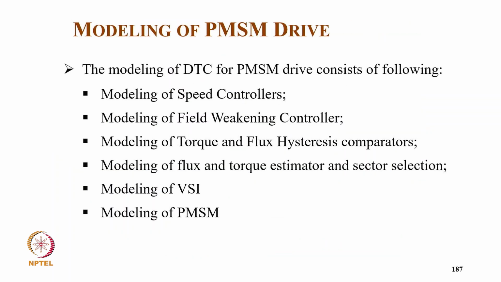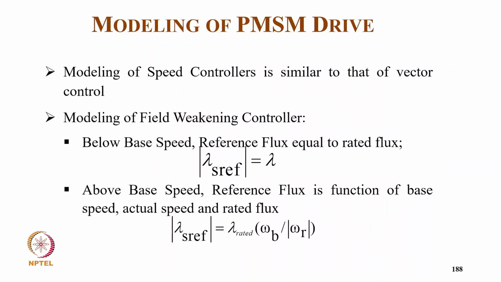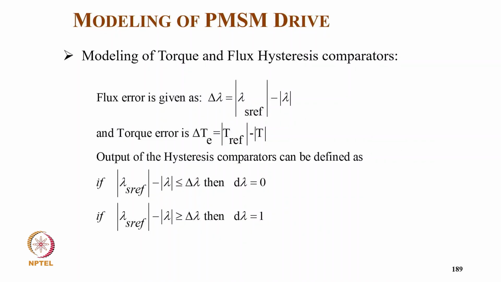Now modeling of direct torque control PMSM consists of modeling of the speed controller, modeling of the field weakening controller, modeling of the torque and flux hysteresis comparator, modeling of the flux and torque estimator and sector selection, modeling of the voltage source inverter, and modeling of the permanent magnet synchronous motor drive. So modeling of the speed controller is similar to that of vector control. For the field controller, below base speed we keep the reference flux equal to lambda rated, and above base speed the reference flux is a function of your actual speed. So lambda_s reference equals lambda rated times omega_B upon absolute omega_r.